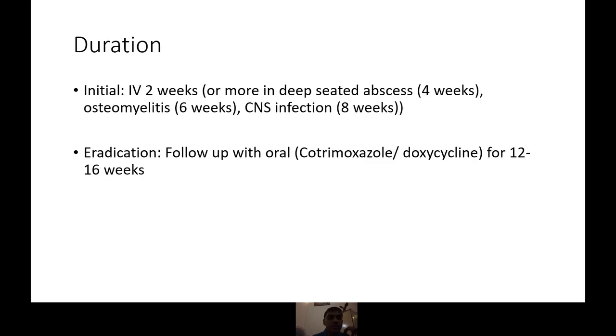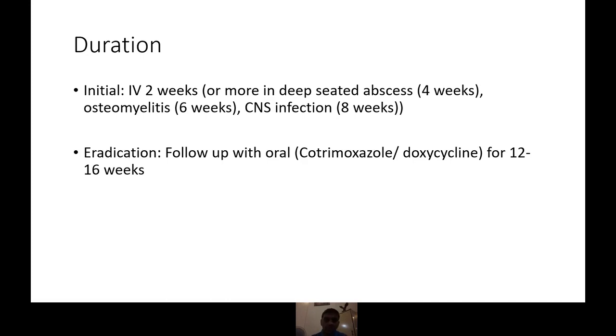So when it comes to duration, generally a minimum of 2 weeks of IV antibiotics, but depending on the site of infection, you might give a prolonged treatment. For example, if it's a deep-seated abscess, you might give 4 weeks. Osteomyelitis, obviously, you need to give a longer period. And if it is a CNS infection, you generally give 8 weeks.